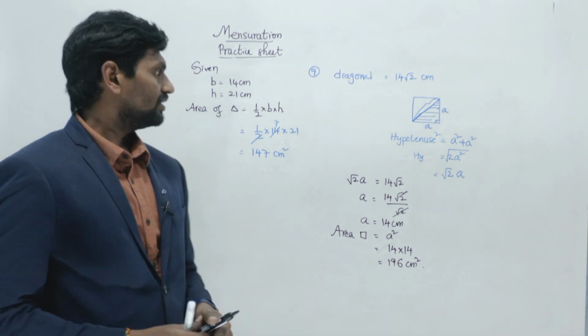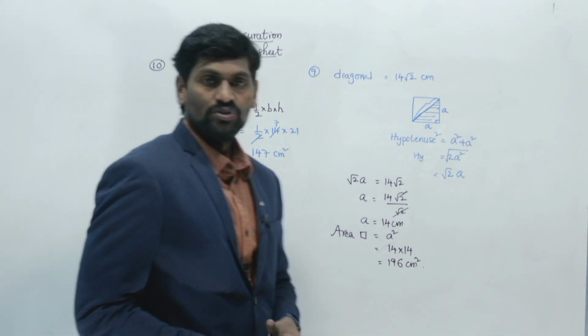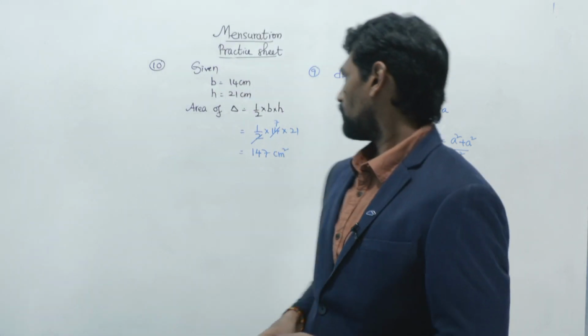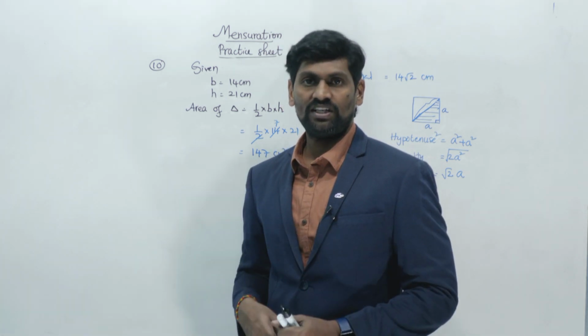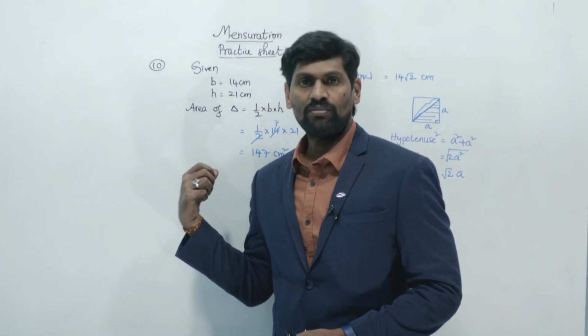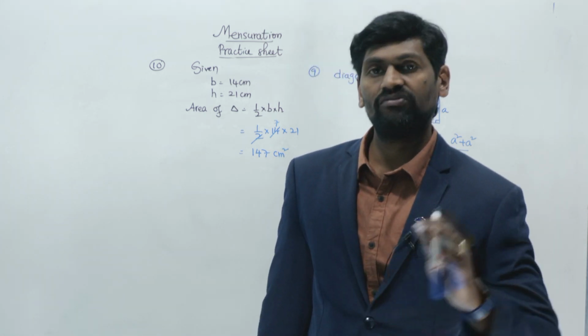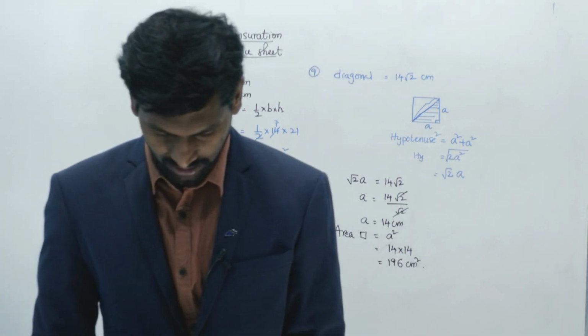Clear till then? Just observe this. Only the base and height are given. It is a direct formula, which means all the measurements are given. We don't need to find any one of the values. So directly I am substituting into the formula. I found the value is 147 centimeter square. Okay?